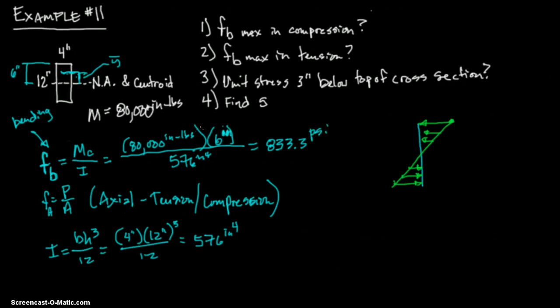Inch times inch pounds. So we're going to have inch squared, right? So this is going to give you pounds over inches squared. There you go. Pounds over inch squared equals pounds per square inch. So we have 833.3 psi. Let's go ahead and put that up here: 833.3 psi. All right, and that's our max in compression.